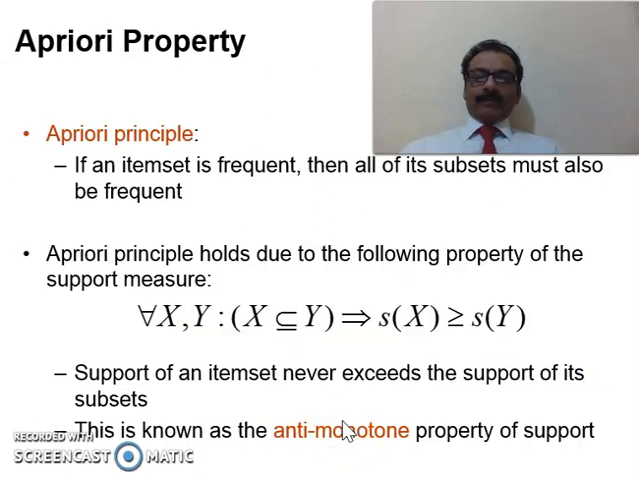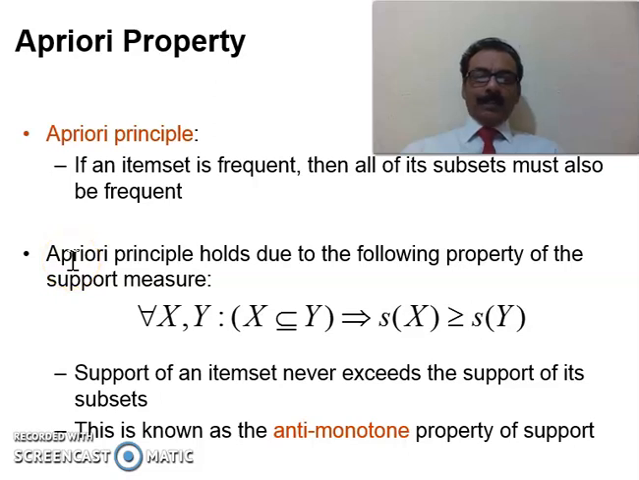Now, the next important term which you should know is the apriori property, and the apriori algorithm works purely based on this principle. So we should understand it clearly. The apriori principle is that if an item set is frequent, then all of its subsets must also be frequent. Otherwise, you cannot say the item set is frequent. That is your apriori principle.